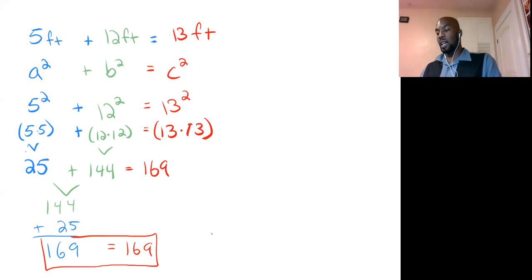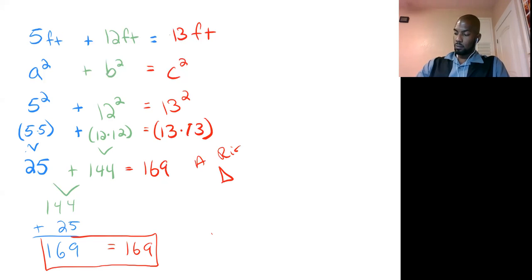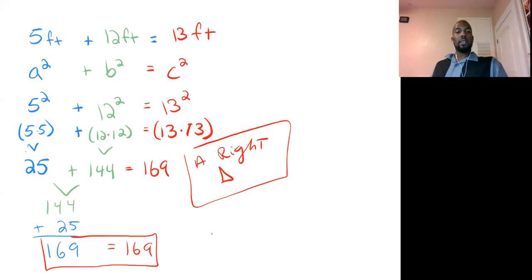So because both sides are balanced in the Pythagorean theorem, we have a right triangle. 5, 12, and 13 create a right triangle because when you plug them into a squared plus b squared equals c squared, they do create balanced numbers and values on both sides of the Pythagorean theorem. Therefore, you've got yourself a right triangle.